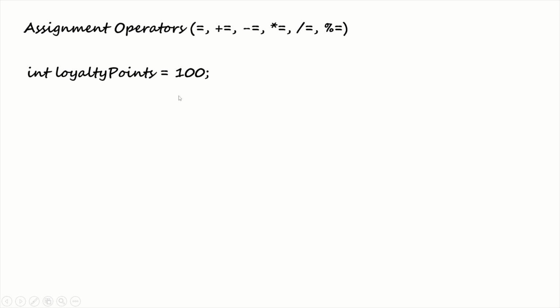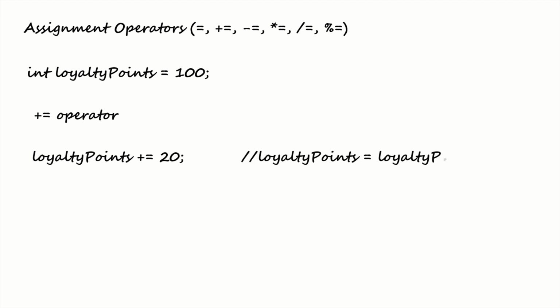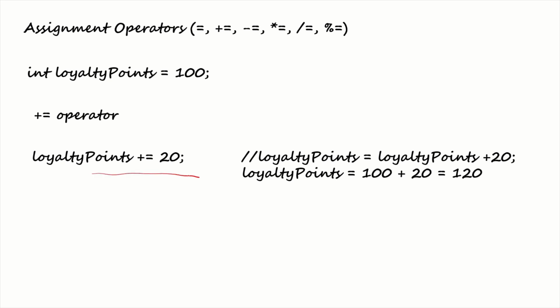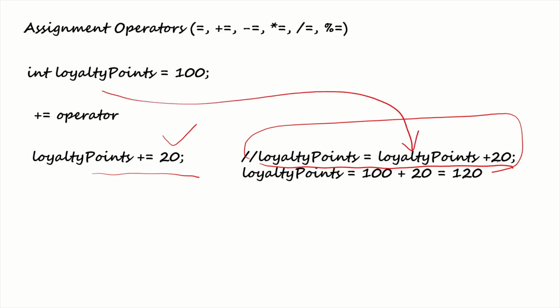Now I want to do some modification. Once I have a value assigned to my loyalty points variable, I want to modify it later. What if I want to add some more bonus points? I can go with plus equal to, which is loyalty plus equal to 20. Behind the scenes, this expression is nothing but the longer form, but instead of writing this bigger one, we can go with this compound expression. The loyalty points already have 100, so 100 plus 20, and 120 will be stored into the loyalty points.